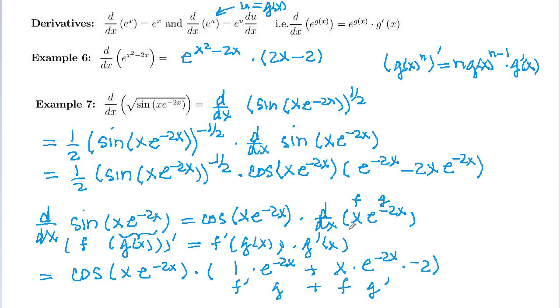And we've got it. So multiple rules going on there. We had the power rule for functions, we had the chain rule here, and then we had the product rule for the smaller inside function. Whew, we did it.